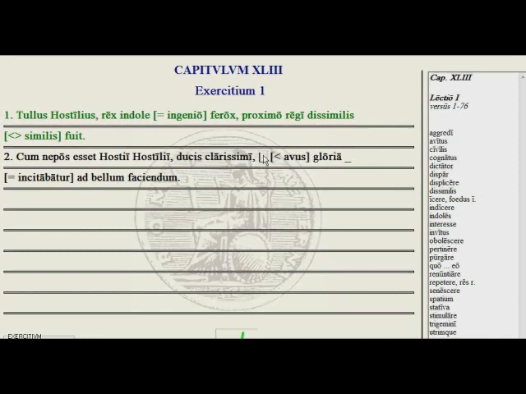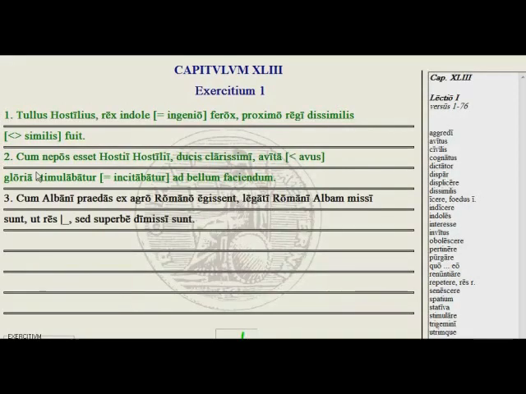And so here we want the adjective form from avus, which is avitus, and we want to match it up with gloria. Avita gloria. And then incitabatur, was being urged on. The word here that means the same as incitabatur is stimulare, and we want our imperfect passive -batur ending, so stimulabatur. Stimulabatur. And so he's being urged on to make war. Ad bellum faciendum. Okay, so let's go to exercise number 2.